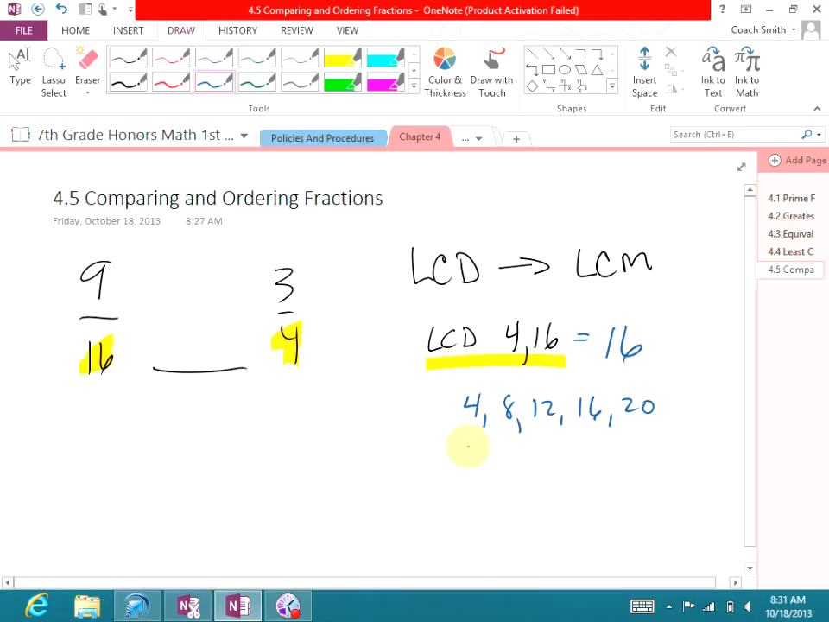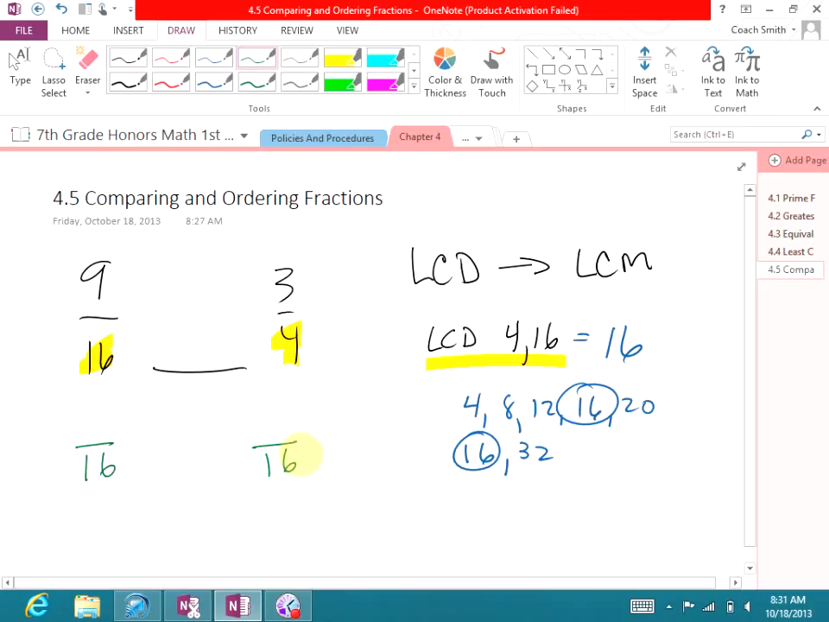that's the first thing you run into. Okay? Remember, least common multiple. Multiples are not factors. Don't get the two confused. So, I'm going to make two equivalent fractions with 16 on the bottom.